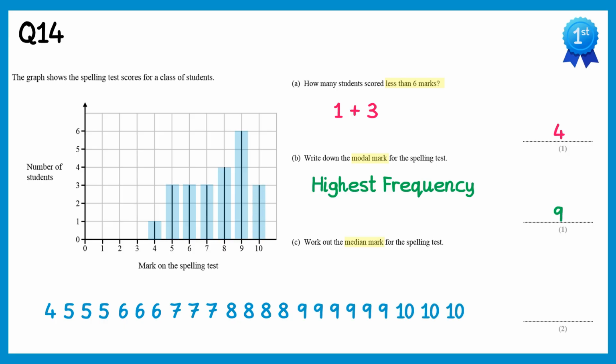Now to find the middle mark, we cross off pairs of numbers from the ends, like this, until we reach the middle, and you can see the middle number is 8.